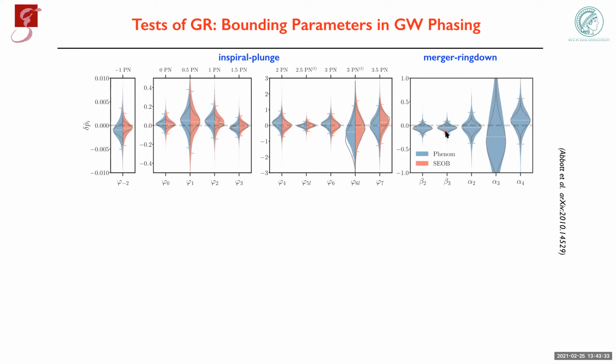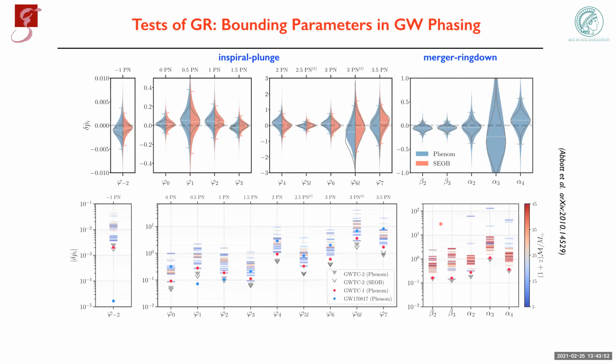But for the merger-ringdown, which I didn't show in the previous slide, we also have a parameterized form of the phasing, where now the coefficients are not the post-Newtonian coefficients, they are just coefficients that are extracted from numerical relativity simulations of binary black holes. So we can also test them. For no deviation from general relativity, we can compute the upper bounds at 90% confidence level, which is shown in this lower plot here.